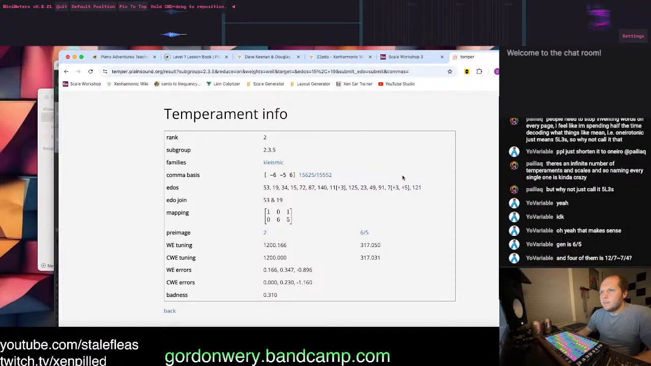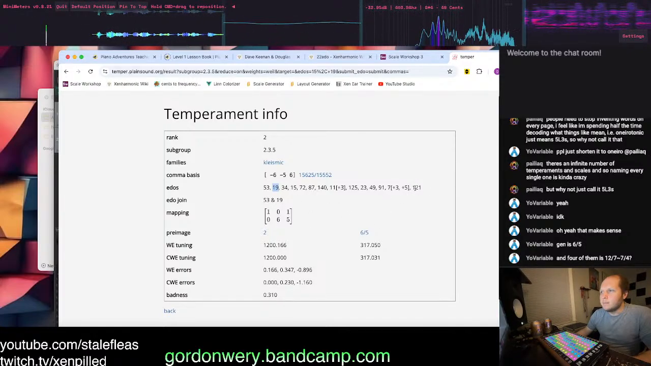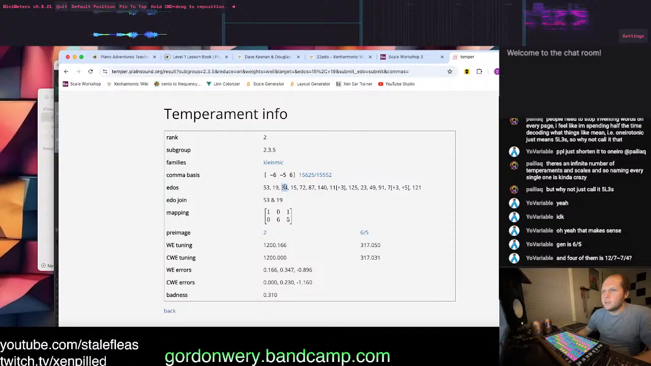You said 53 supports Clydesman. Yeah, 19, I guess, too, or no? You can see all of the EDOs in the list of EDOs. So in all of these, if you stack six minor thirds, you get a fifth.